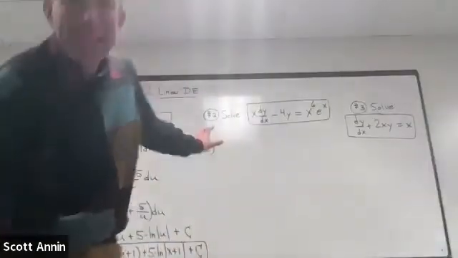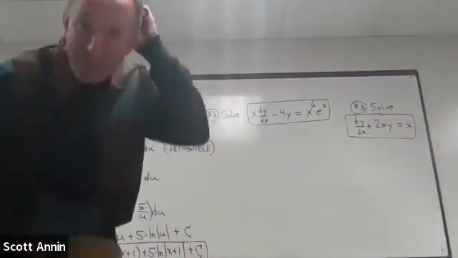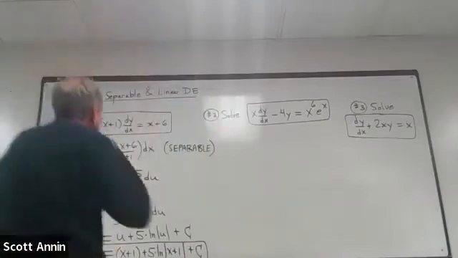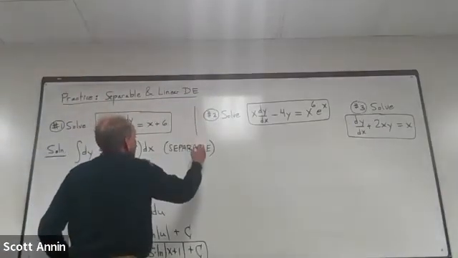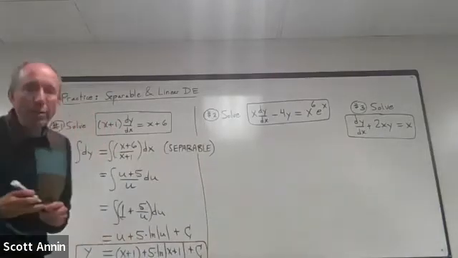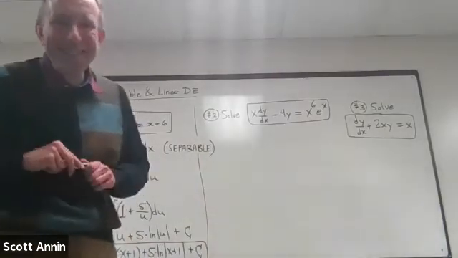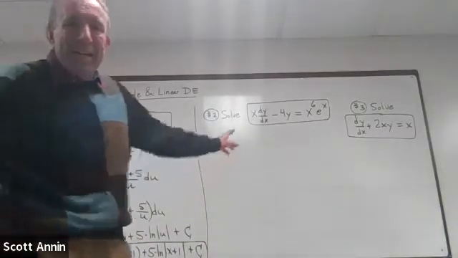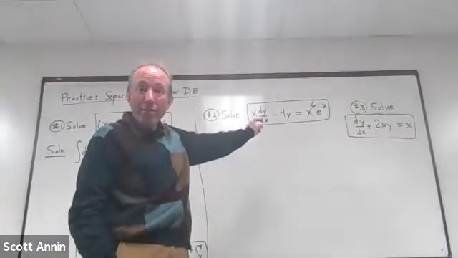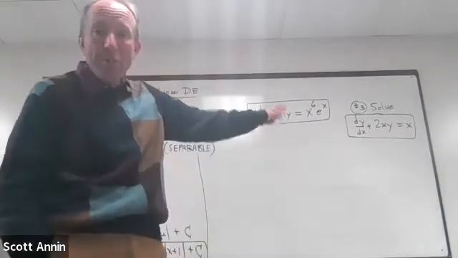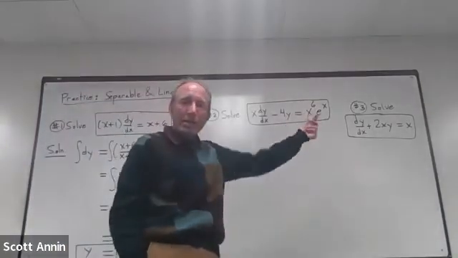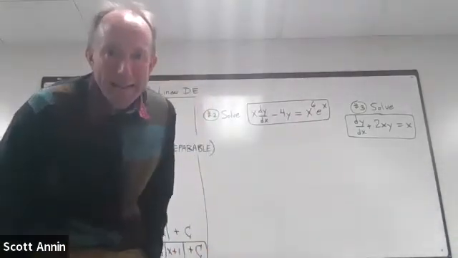Let's take a look at the second example here. Feel free to pause if you need time to copy anything down, or if you need time just to think about it a little bit more. Totally reasonable. It takes some practice to get good at this. The second equation is x times the derivative of y with respect to x minus 4xy equals x to the 6th e to the x.